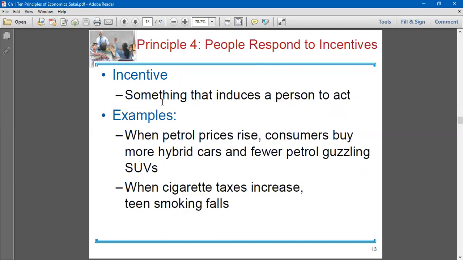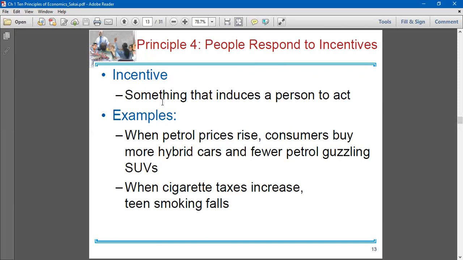Okay. At times, when we feel like there's going to be an increase in the price of something, we quickly buy more. You see, that is an incentive. We heard the news that tomorrow there's going to be an increase in something. Why don't I buy more now? So you see, I'm acting on that information.